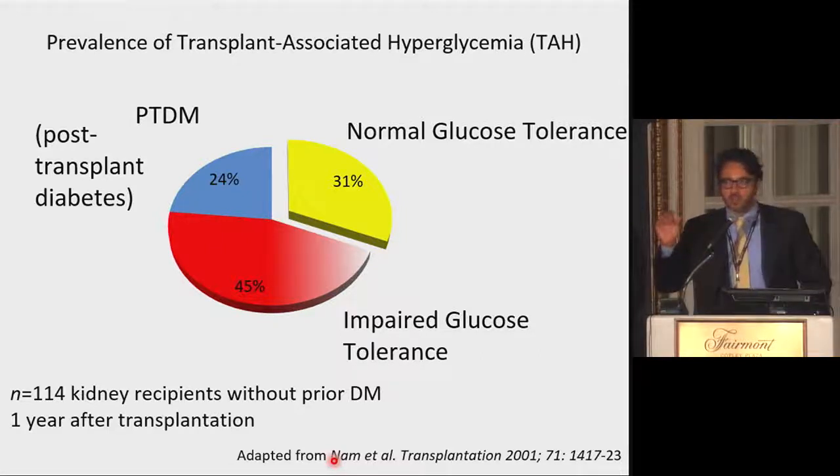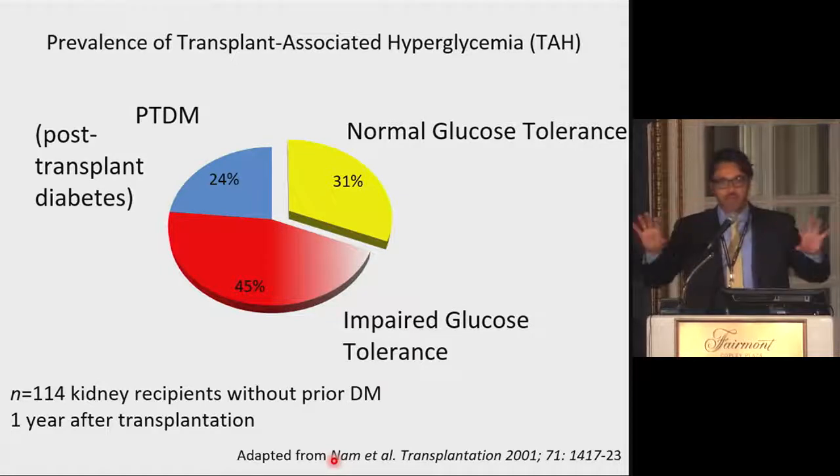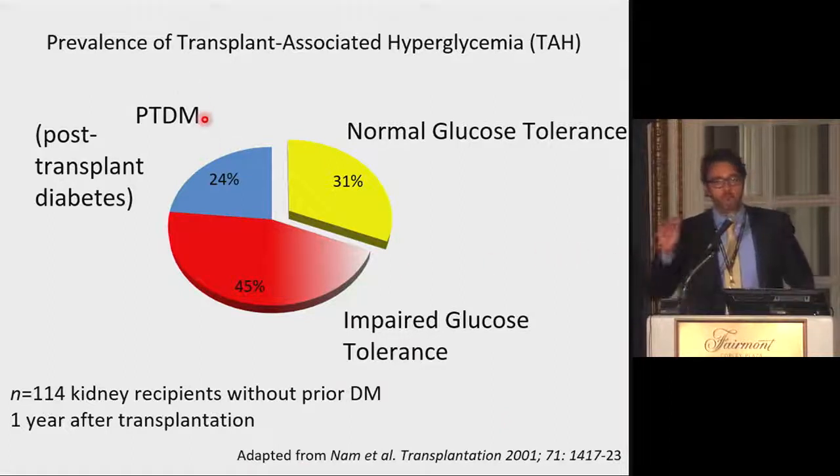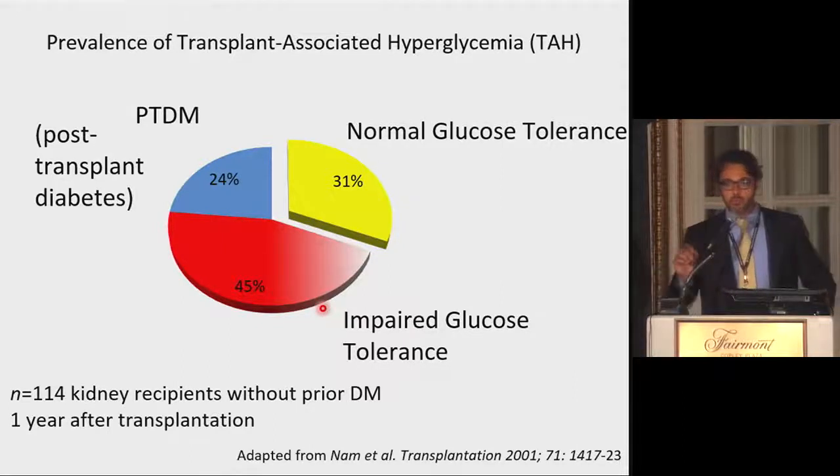So this is a very interesting study of 114 patients. They went to transplant, they didn't have diabetes prior to transplantation, and 1 year after they assessed through a glucose tolerance test what their rate of diabetes was, as well as impaired glucose. As you can see here, 1 in 4 patients develop diabetes after transplantation. And not only that, almost 50% of them had glucose intolerance. So glucose management after transplant is critical.